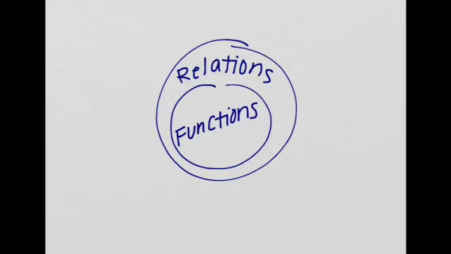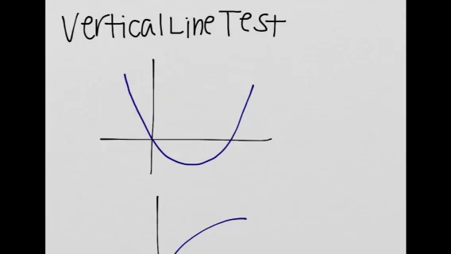So, to represent this in a Venn diagram, functions are inside of this bigger category of relations. I just want to make that very clear. So now I'm going to teach a little trick to tell if a relation is a function or not. It's called the vertical line test.